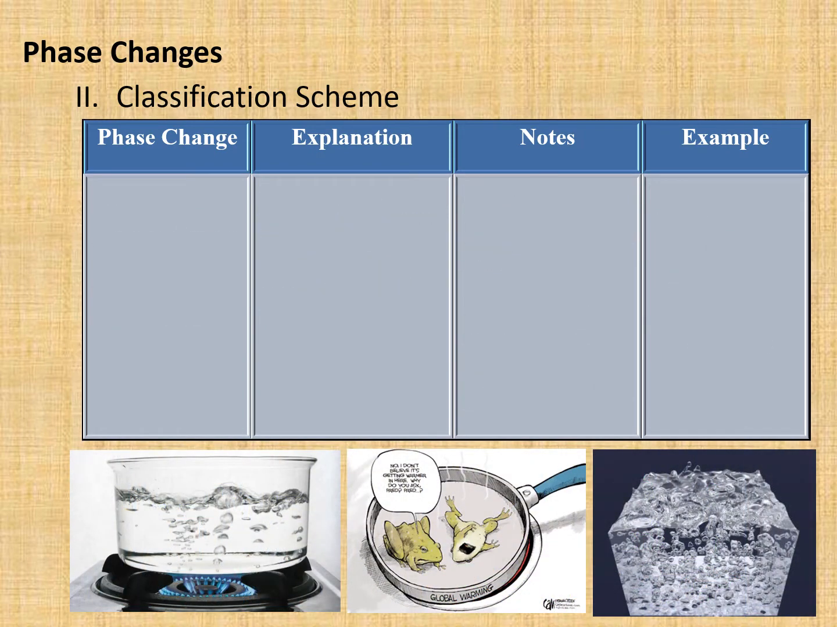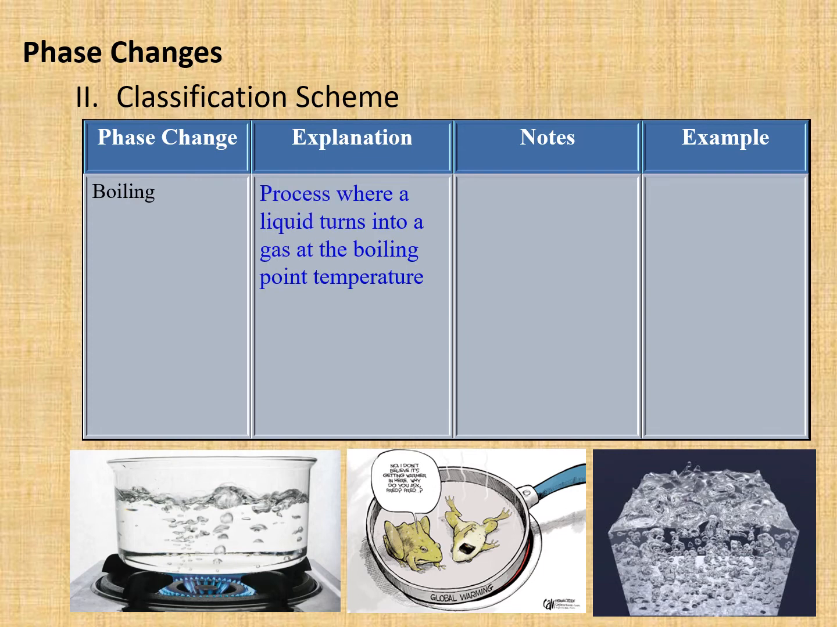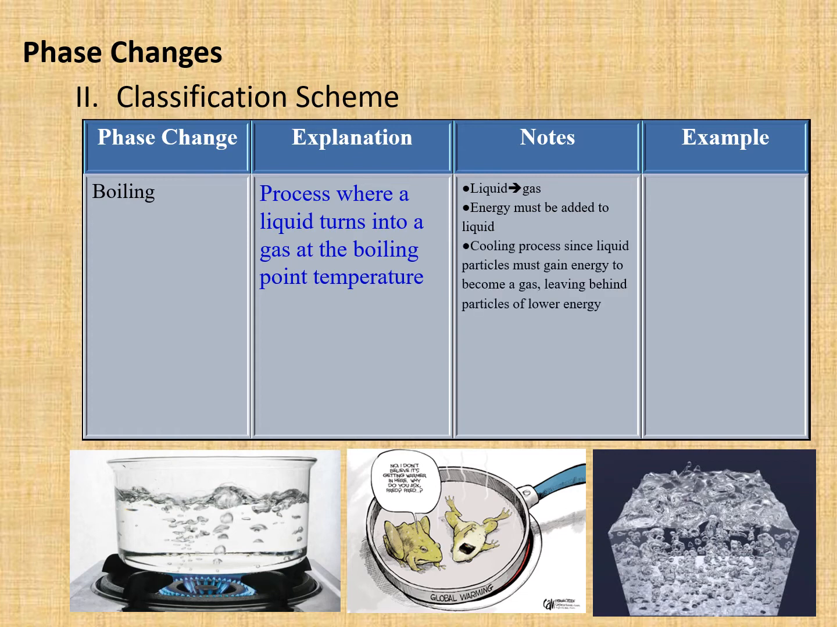Boiling is the process where a liquid turns into a gas at the boiling point temperature. Like evaporation, boiling involves the change in phase from a liquid to a gas, and like evaporation, energy must be added to the liquid molecules to turn them into gaseous molecules. Also, like evaporation, boiling is a cooling process since liquid particles must gain energy to become a gas, leaving behind particles of lower energy on average.